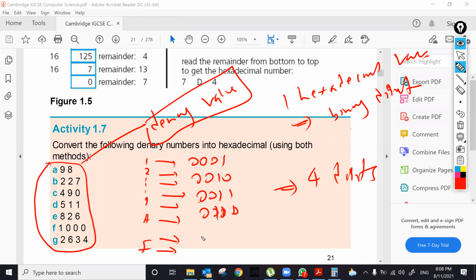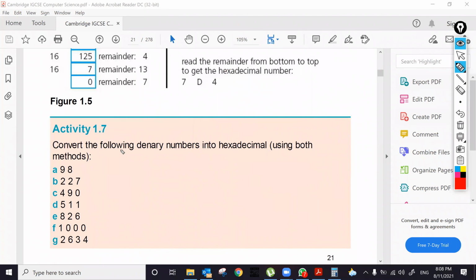Yes. Like this we have to represent, no? So minimum you have to get 4 numbers, or exactly you should have 4 binary numbers to represent the one particular hexadecimal digit. That means one hexadecimal digit is represented by 4 binary numbers or 4 binary digits.